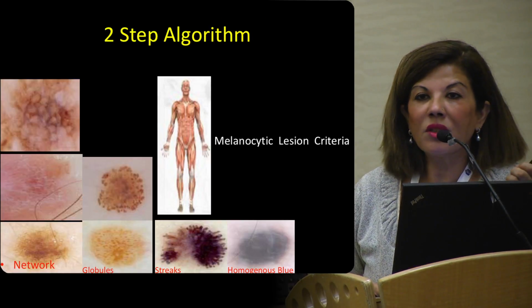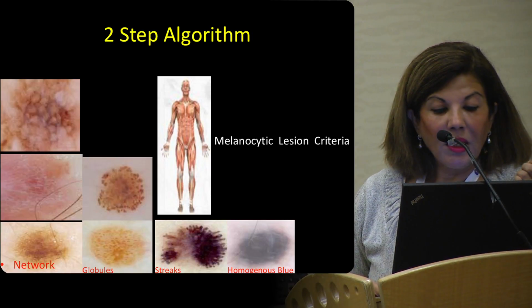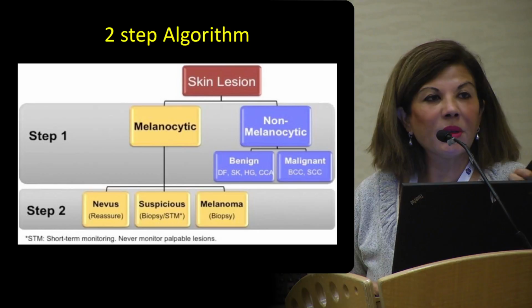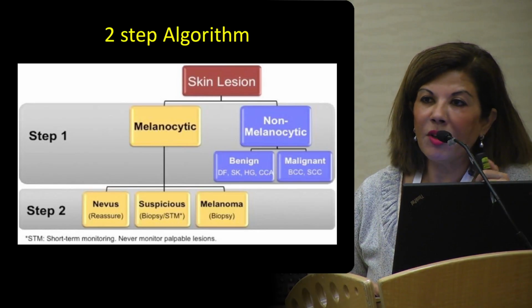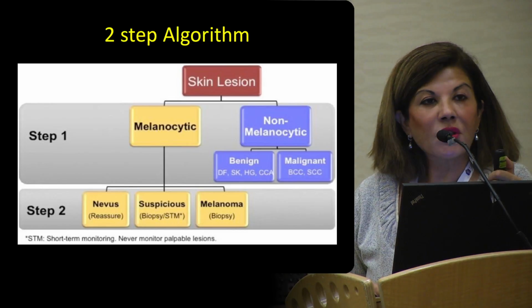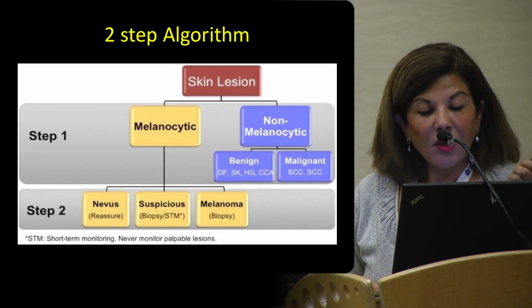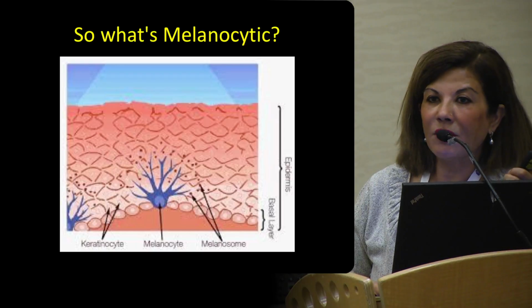This takes us to the two-step algorithm, which forms a fundamental of dermoscopy. The two-step algorithm is based on the premise that all lesions should first be classified as melanocytic and non-melanocytic. Once you establish that it's melanocytic, you have to decide whether it's benign or malignant, and if it's non-melanocytic, is it benign or malignant? So what is melanocytic? It implies that the lesion is arising from a melanocyte.